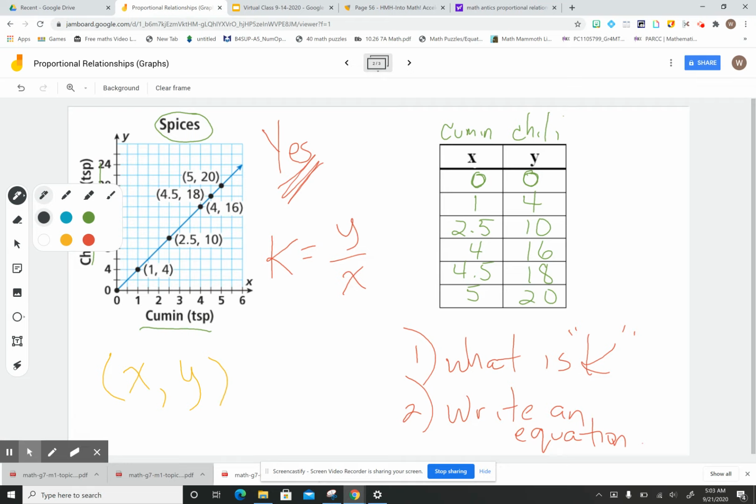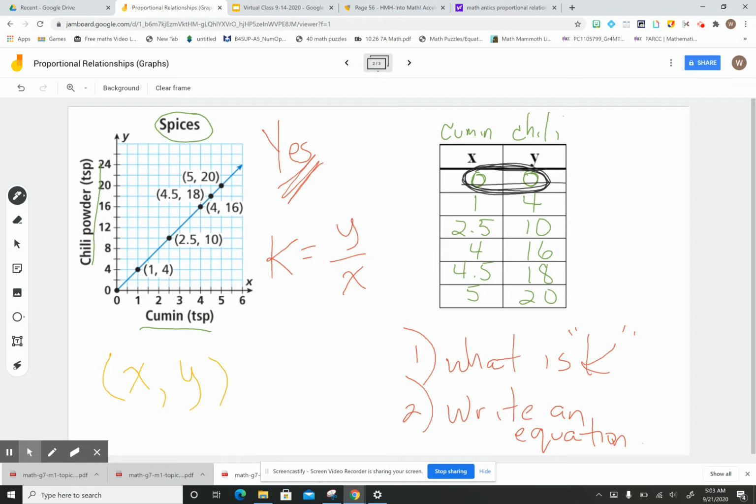Now, in this case, when you have a table with 0, 0, you do not use 0, 0 as one of your pairs to find the unit rate. You don't want to use 0, 0 to find K. You leave that completely alone. So we're not using that.